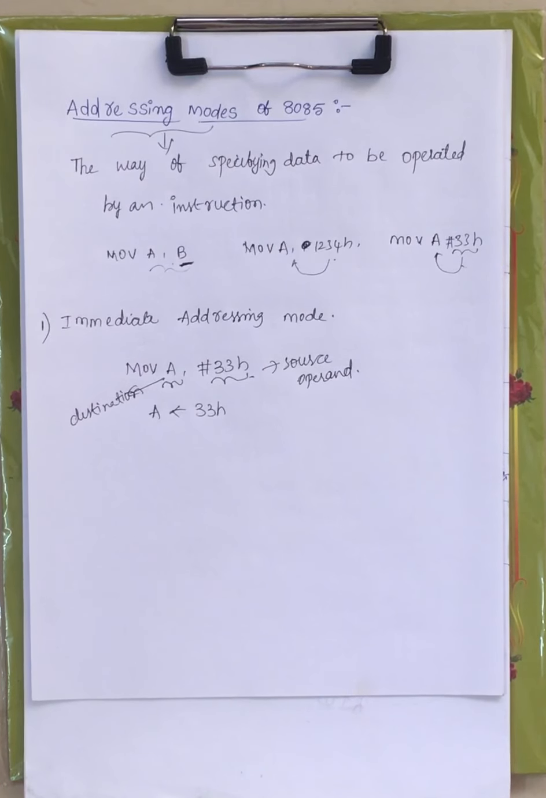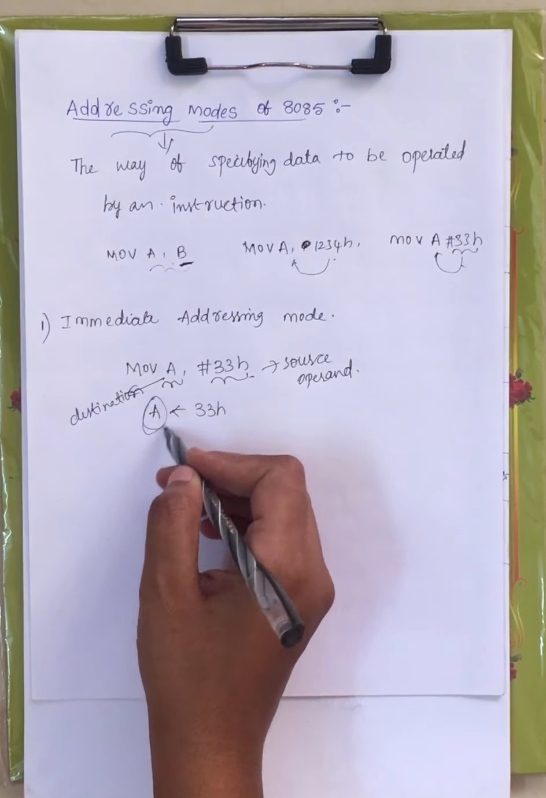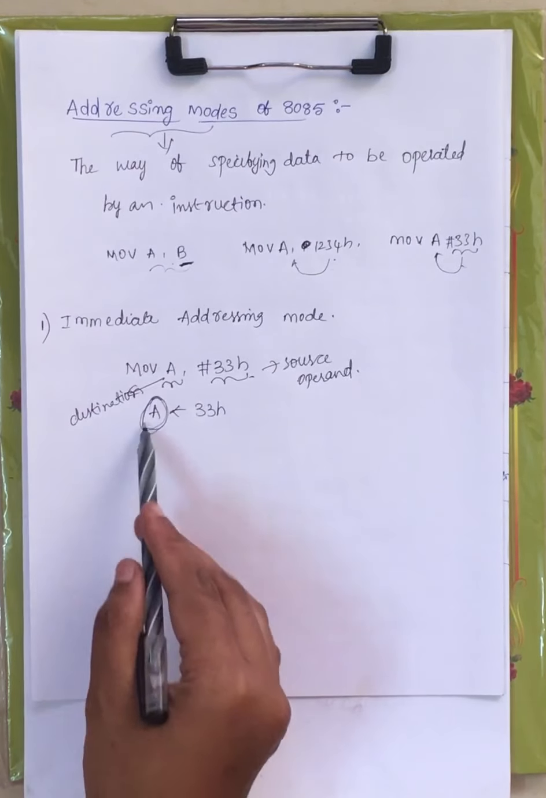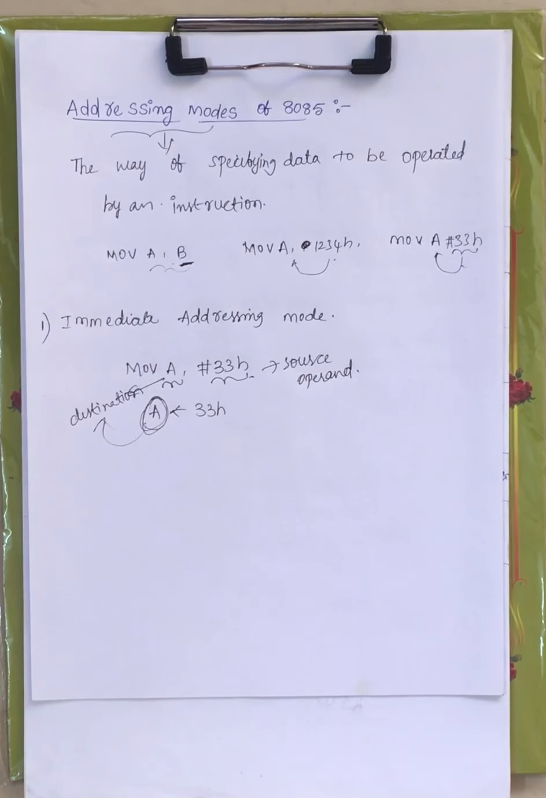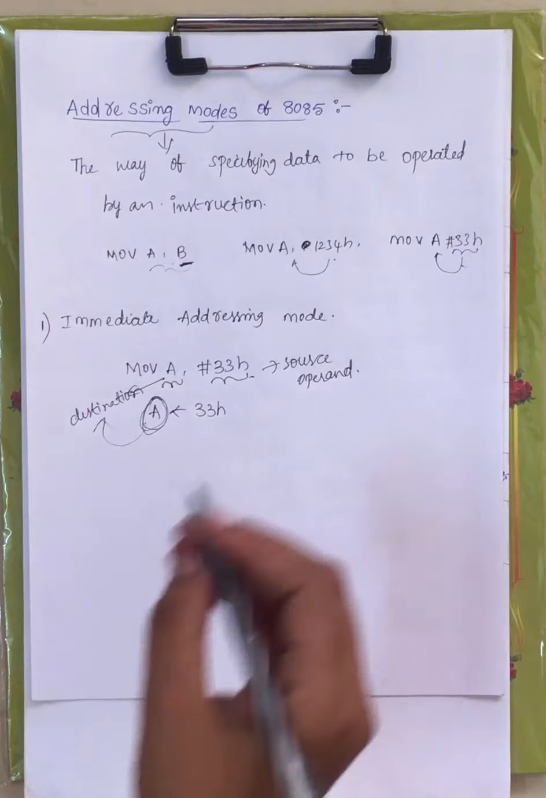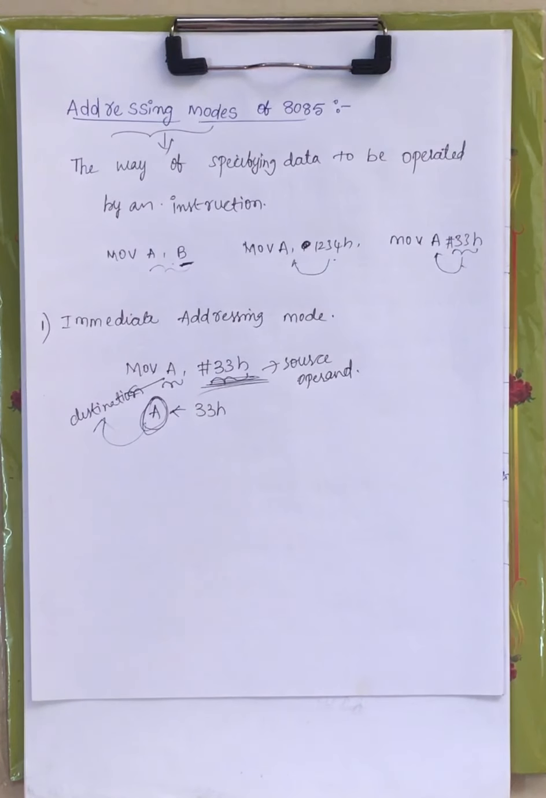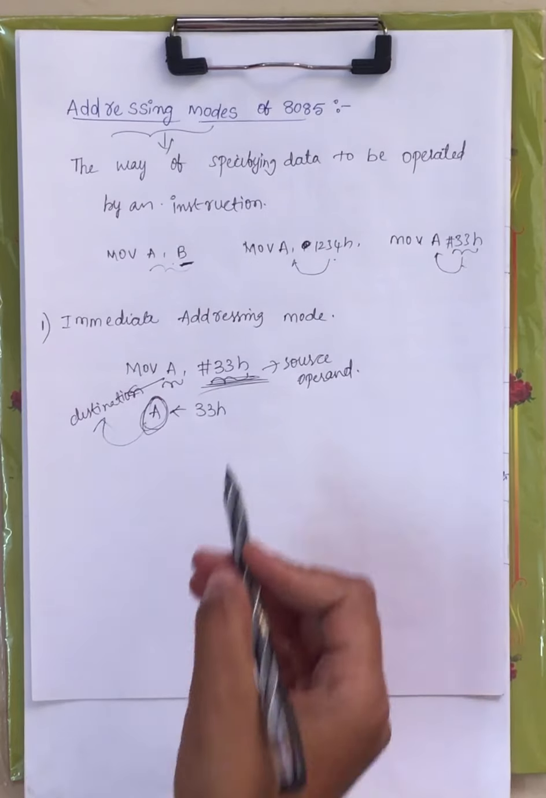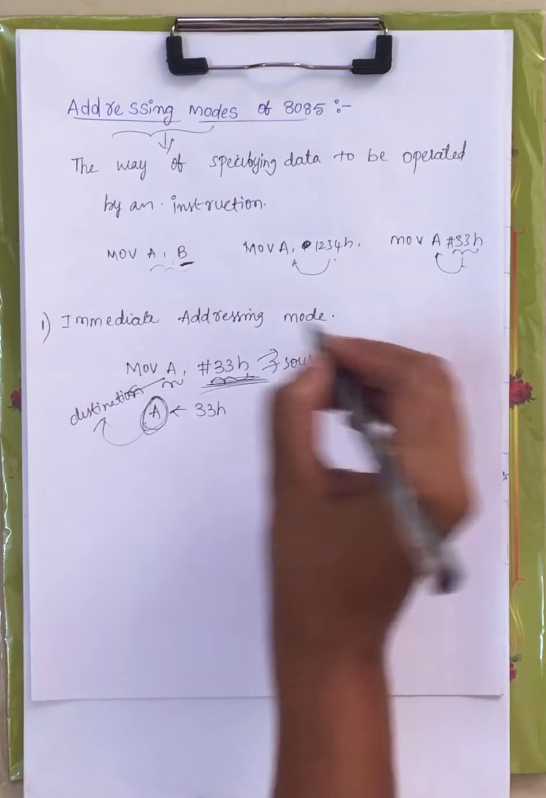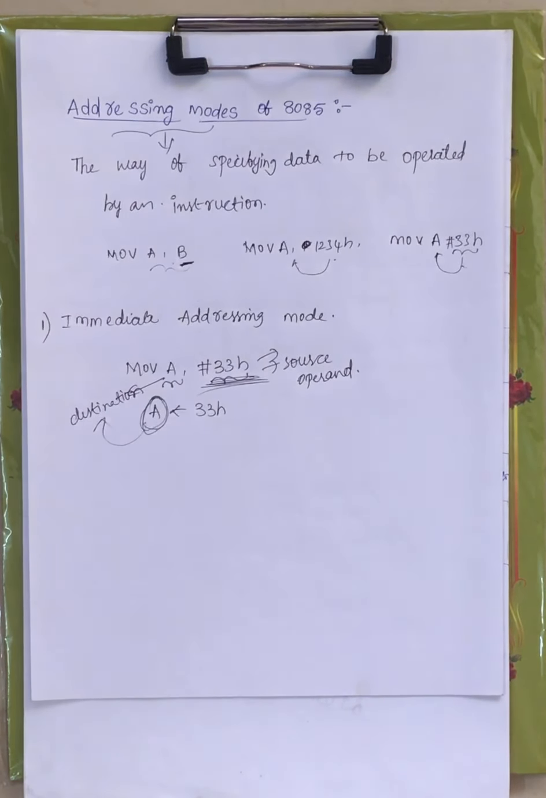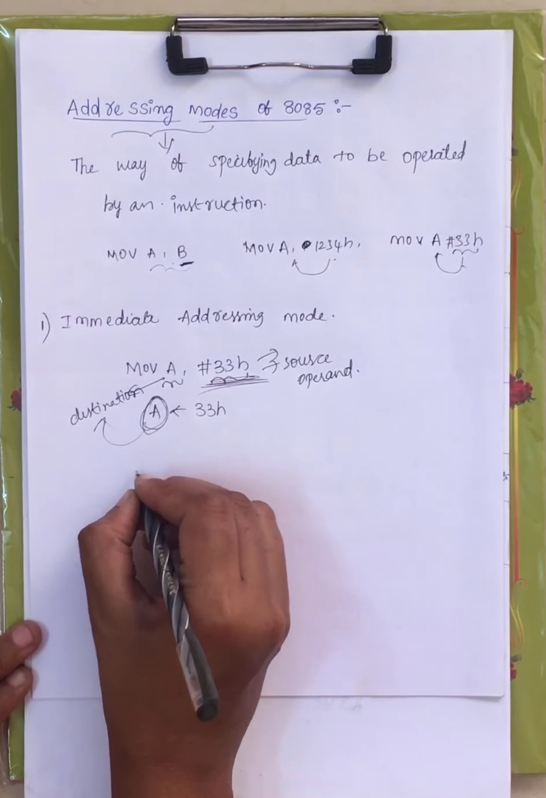You are moving the data to a particular register, the final register to which you are moving the data, that we call the destination operand, right? Now here, for the immediate addressing mode, the source operand is immediate data, right? Now this comes under which addressing mode? Immediate addressing mode, right?